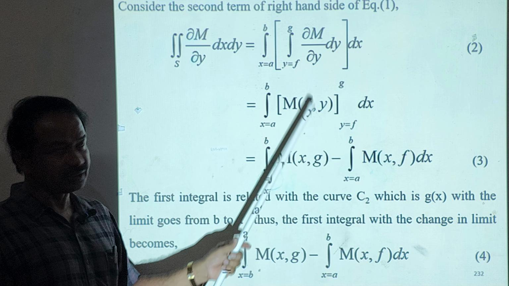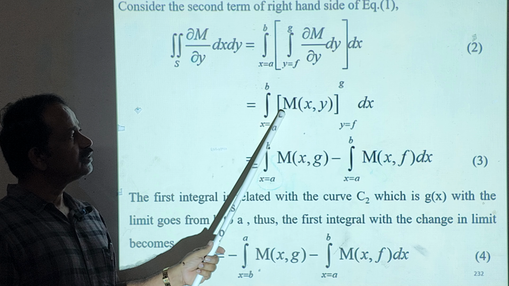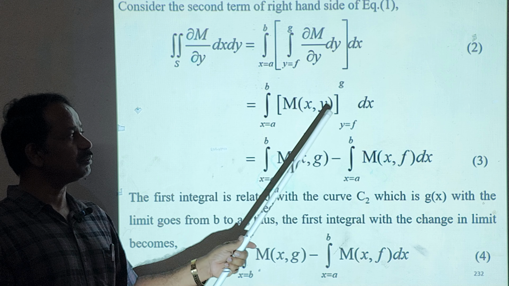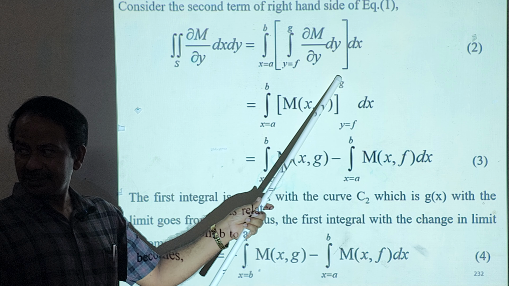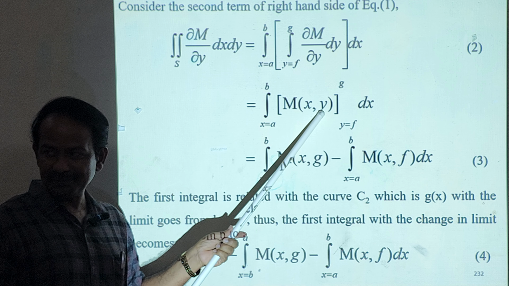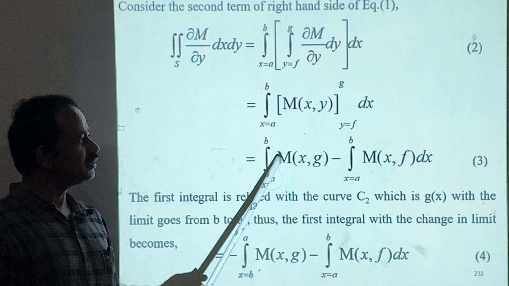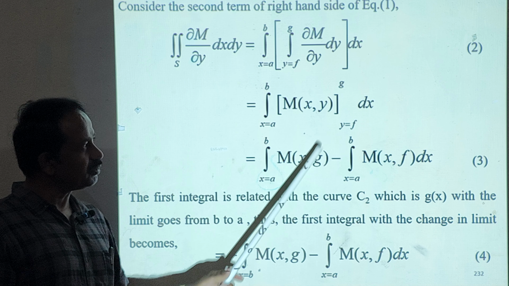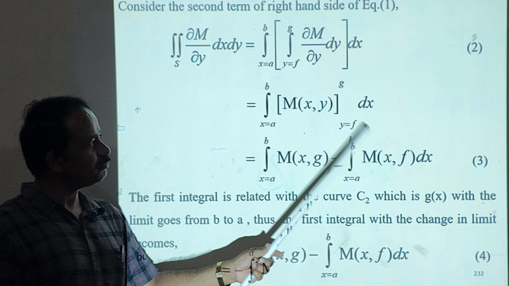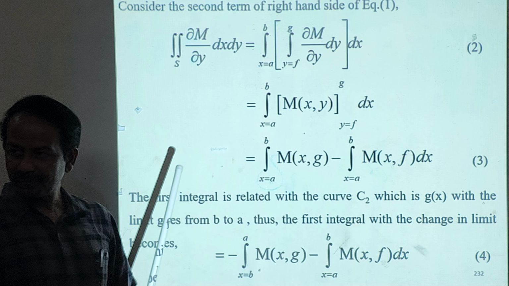After integration, we have the answer as M, a function of x comma y, with the upper limit g and the lower limit f. You have to substitute only for y, not for x. So this becomes M of x comma g, the upper limit substituted for y, minus M of x comma f, the lower limit substituted for y. Is it okay?